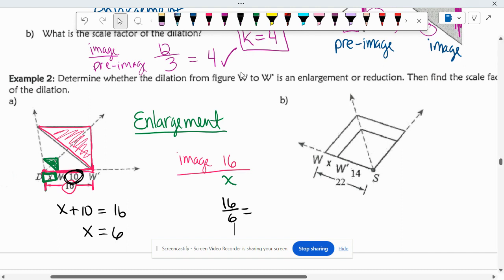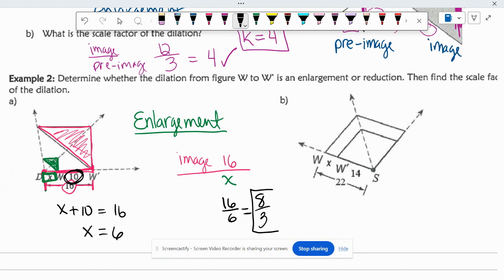Can we divide by 2? Yes, 2 2/3. Or can I just leave it as 8 over 3? Okay. So that's what K is. K is 8 over 3.